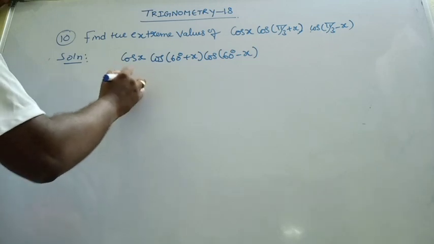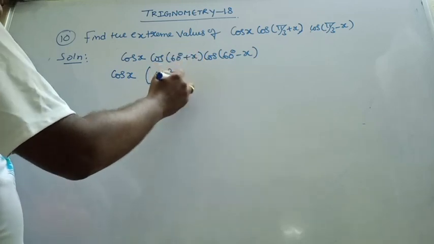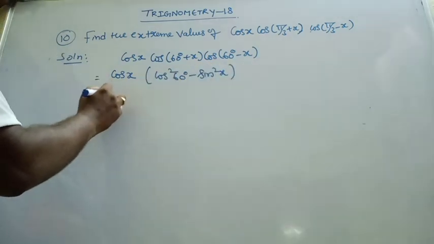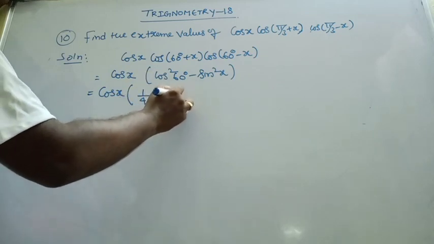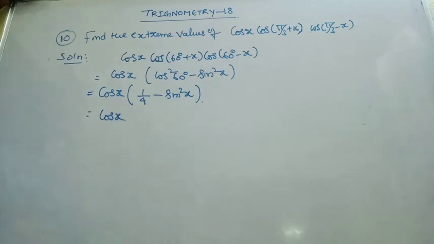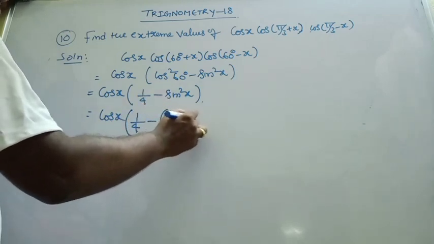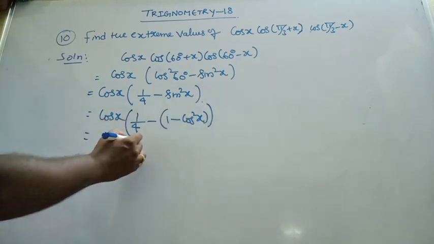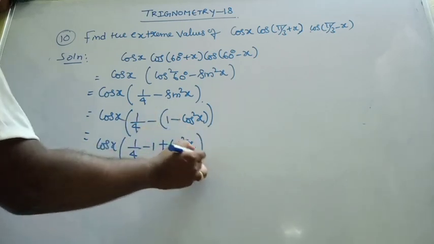Now this becomes cos x into cos(a plus b) into cos(a minus b). This is now cos square a minus sin square b. Cos square 60 degrees minus sin square x, like this. Right, this equals cos x into cos square 60, that is 1 by 4, minus sin square x. Now let us convert everything into cos x. Now this is 1 by 4 minus sin square x, we can write as 1 minus cos square x, like this. This equals cos x into 1 by 4 minus 1, minus into minus is plus cos square x, like this.